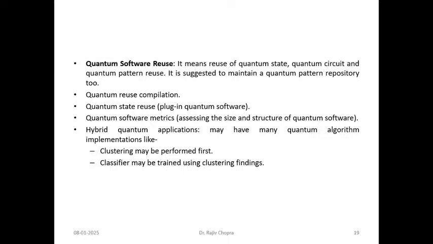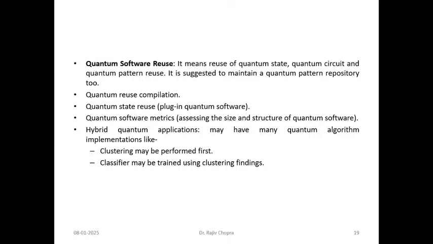What do you mean by quantum software reuse? That means reuse of quantum state, reuse of quantum circuit, and quantum pattern reuse. It is suggested now to maintain a quantum pattern repository also. In many programming languages like Qiskit, when you compile the program and there is an error, it will find the class in the repository of quantum patterns, and then the error appears there.